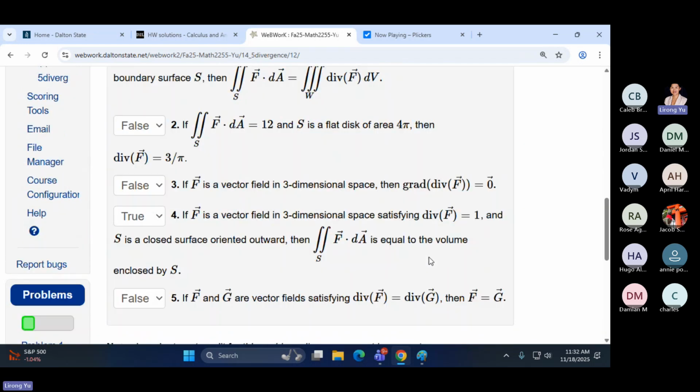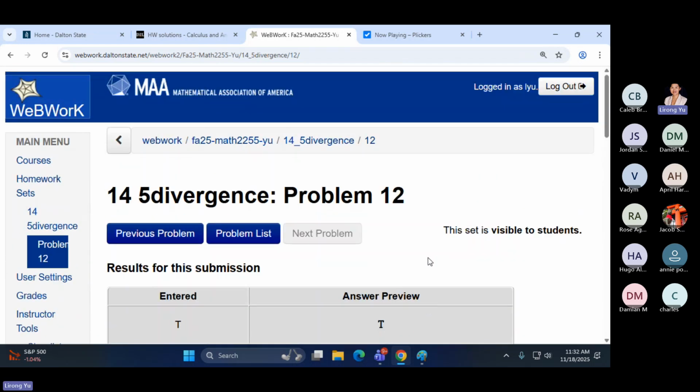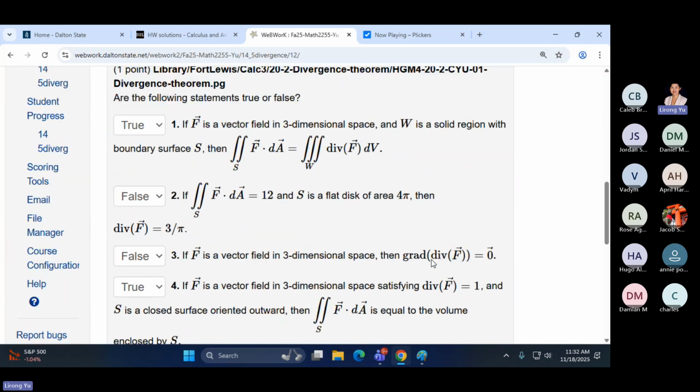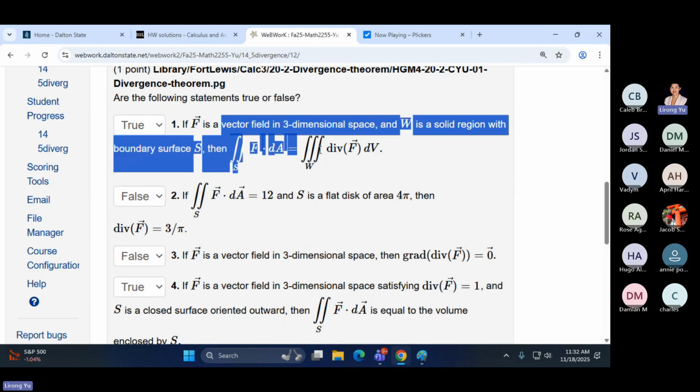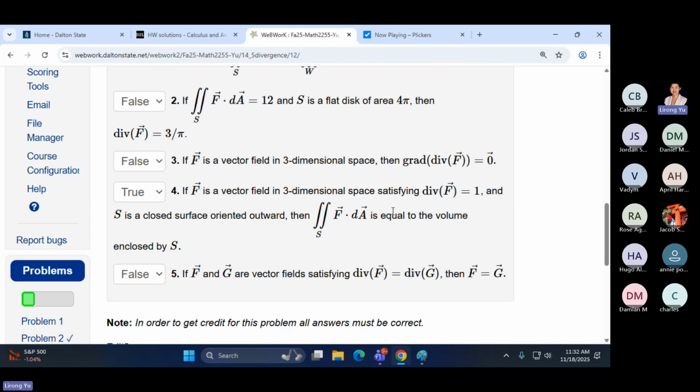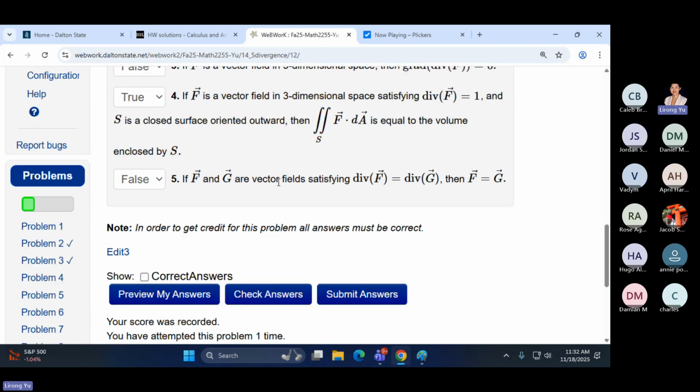That was my question number 12. I'm not sure if you got identical. I'm hoping that this kind of gave you some indication what we're really talking about. The first question is a divergence theorem statement. The second question is about if the surface integral include the number, do we have a direct answer to the divergence? The answer is no, we don't have a direct relation between the two.